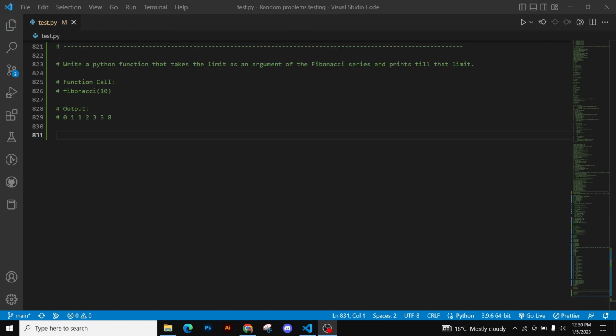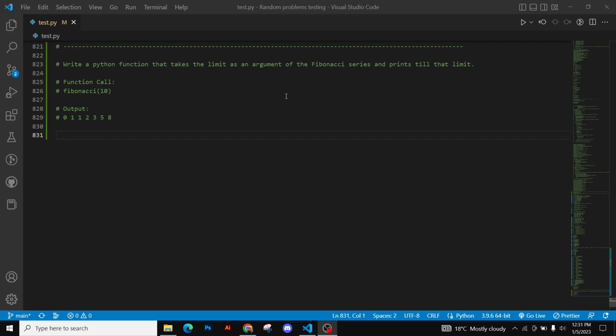So let's see. In our given question, we have to make a function to determine whether our input is a Fibonacci series or not. So what is a Fibonacci series?